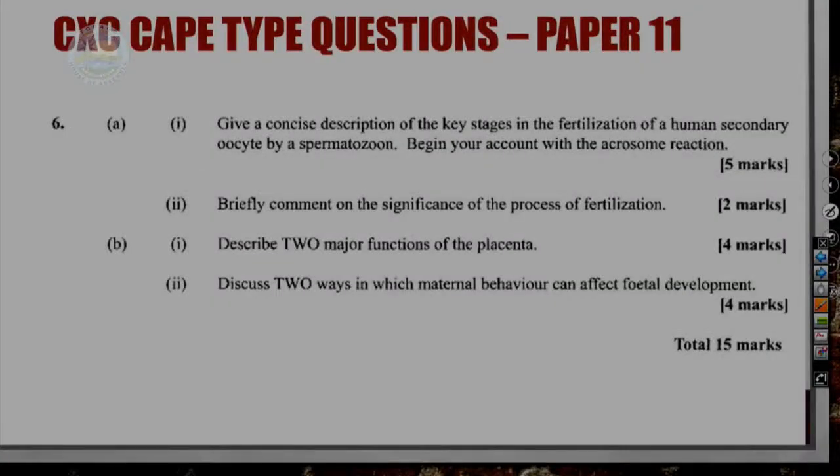So let's look at the questions. Give a concise description of the key stages in the fertilization of a human secondary oocyte by a spermatozoon. Begin your account with the acrosome reaction. And this carries 5 marks. Good? So we have to give the key stages in the fertilization of a human secondary oocyte. And they told us to begin with the acrosome reaction.